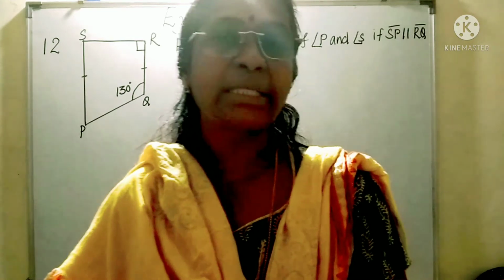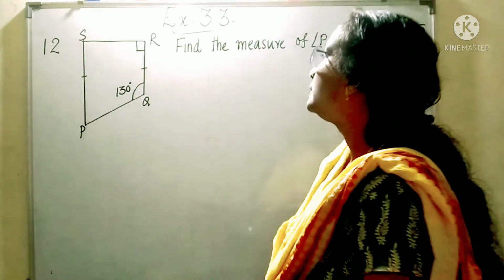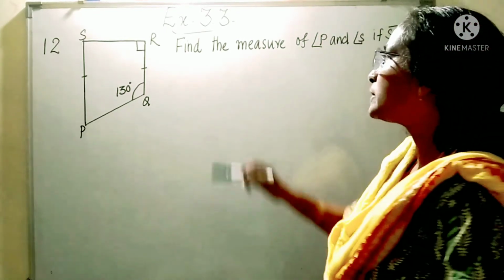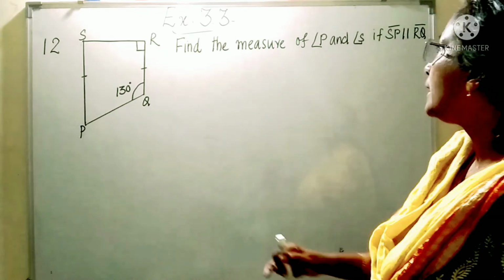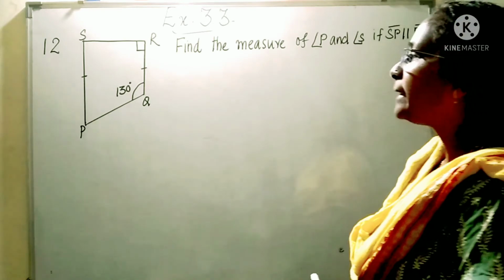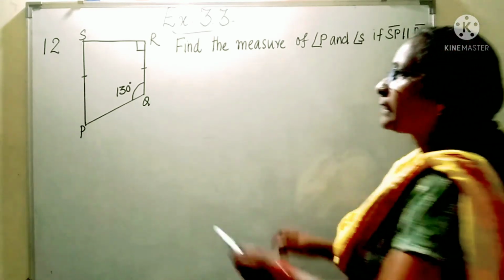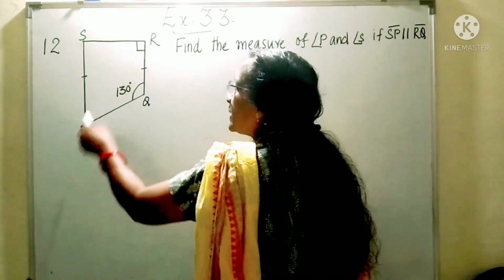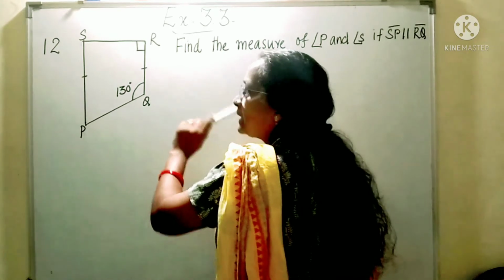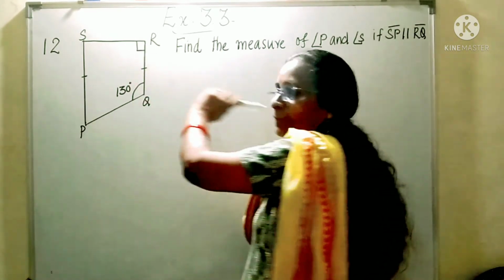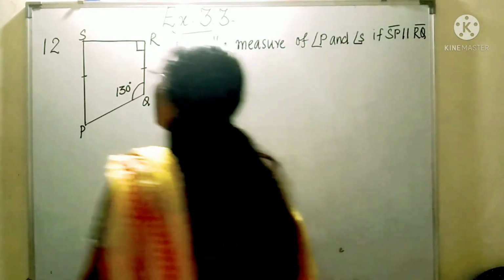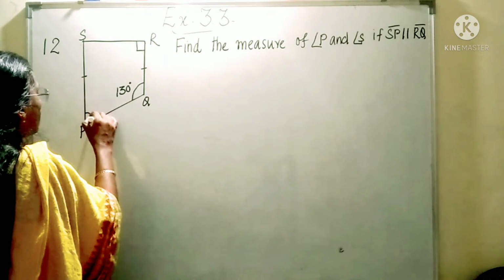The last question in this exercise is question number 12. A figure is given, PQRS. And what is given in the question? Find the measure of angle P and angle S if SP is parallel to RQ. That means this side SP is parallel to this side. And here this angle is given as 130, and here there is a symbol. What does it show? Angle R is equal to 90 degrees. So you have to find these two angles.